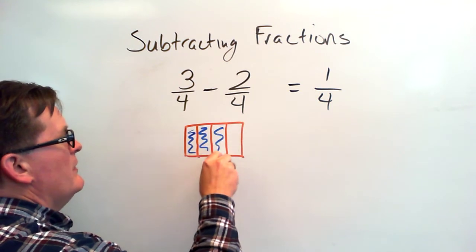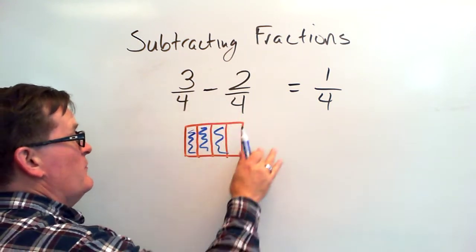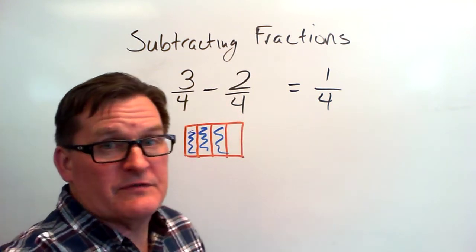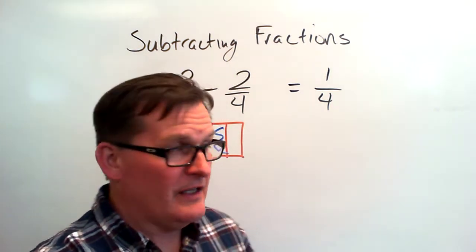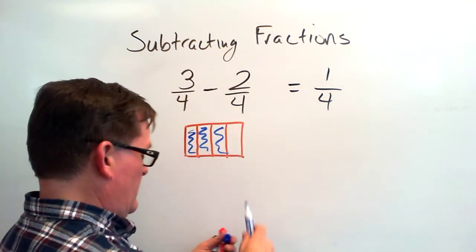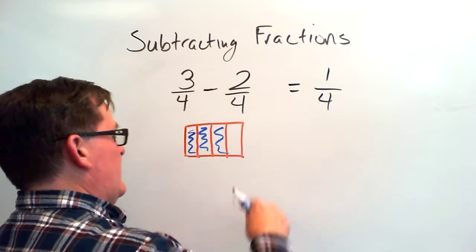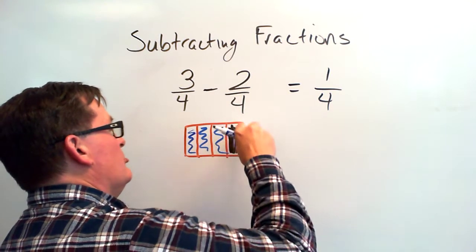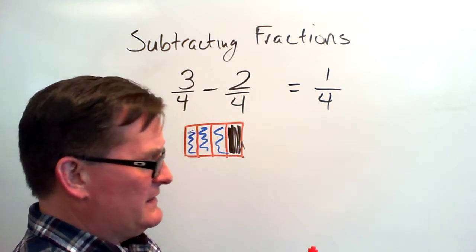So let's first identify what 3/4 of the KitKat bar is. 1, 2, 3. That's 3 out of 4. This fourth is not available to us for some reason. It's not part of the calculation, so we'll just blank it out so we know that it doesn't exist.